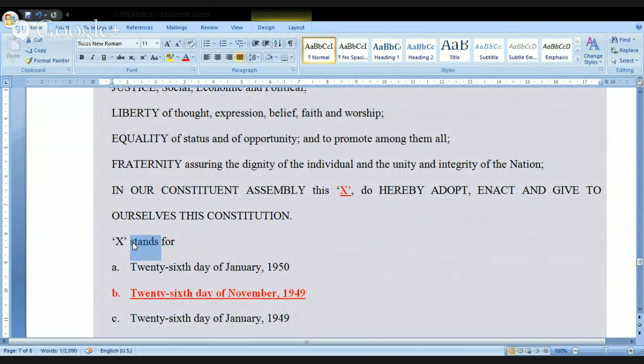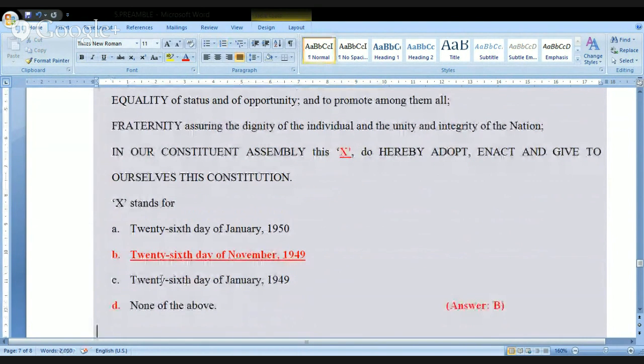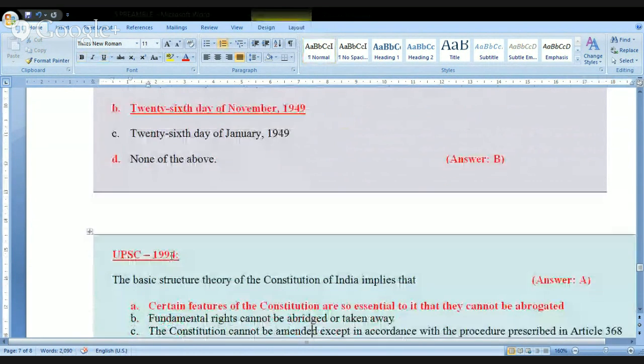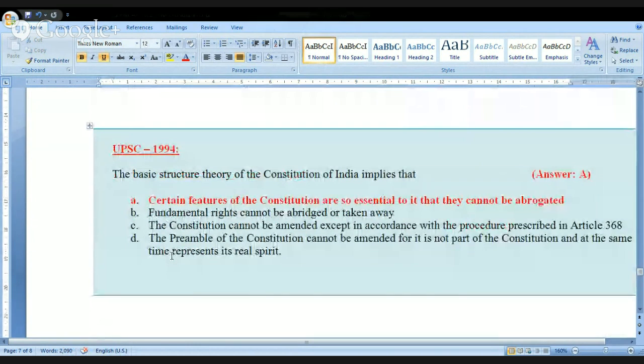No, that is the date of commencement of the Constitution. But when it comes to here, B is the answer, 26th day of November 1949. Am I clear? This is how the questions will sometimes be so simple. Now look at this. I have another question for you. Kindly have a look at this.